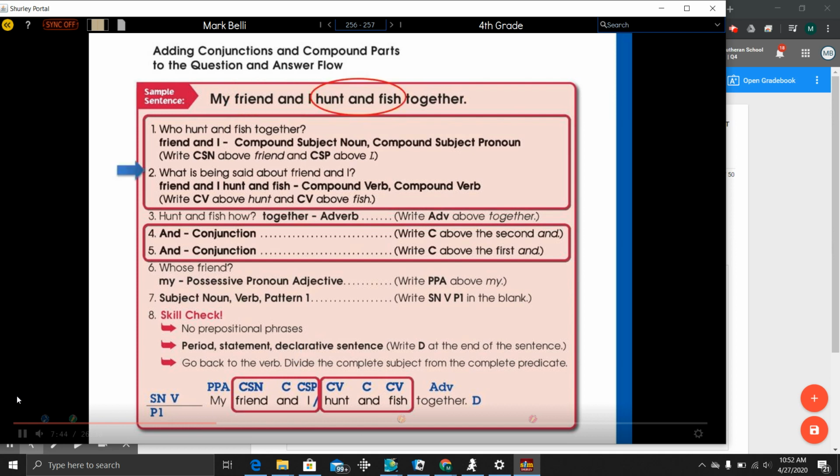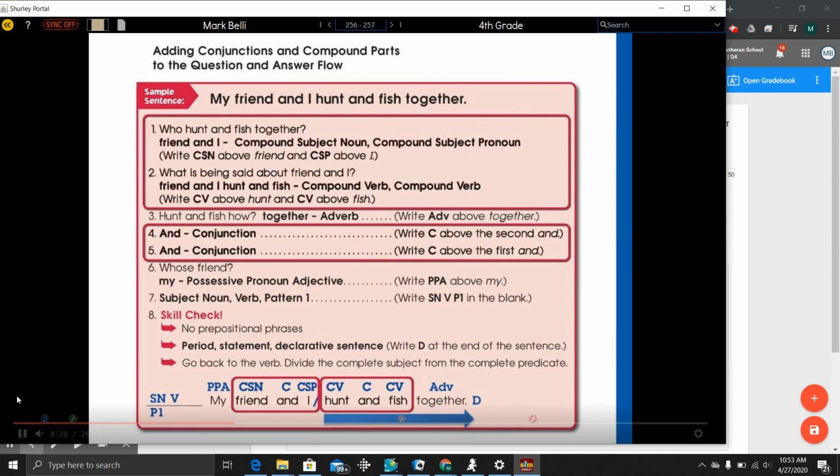Now zoom in on our compound verb, hunt and fish. Notice the script in number 2. What is being said about friend and I? Friend and I hunt and fish. Compound verb. Compound verb. First, you will write the abbreviation for compound verb above the verb hunt. You will write the abbreviation for compound verb above the verb fish second. Notice the coordinate conjunctions, or glue, that is holding these compound parts together. Because they're not a main part of our core, we do not label them with the core.